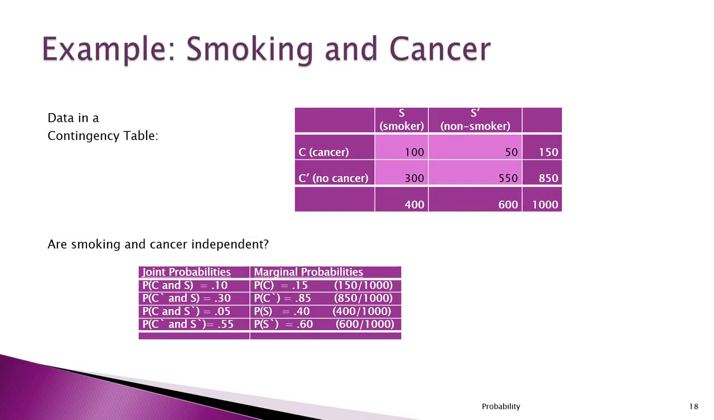If you take those marginal totals and divide them by 1,000, the probability of C, 150 over 1,000, is 0.15. The probability of not C, 0.85. That's 850 over 1,000. Now look at the column totals. There are 400 smokers. Divide that by 1,000. The probability of being a smoker is 40%, 0.40. The probability of being a non-smoker is 60%.